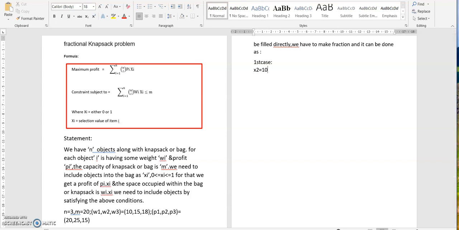x2 equal to 10 by 15. 10 is the remaining weight and 15 is w2, that means the second object's weight. Remaining weight by the second object's weight, then we will get 0.6. After filling this, we have no more space to be filled, so x3 equal to 0.